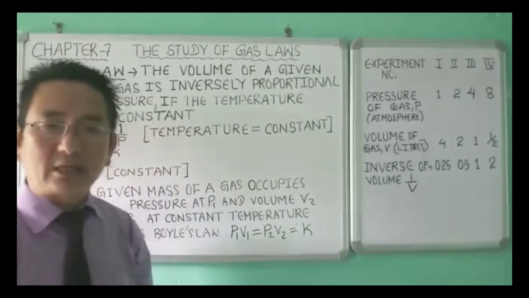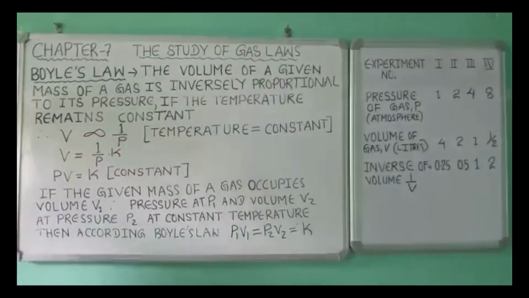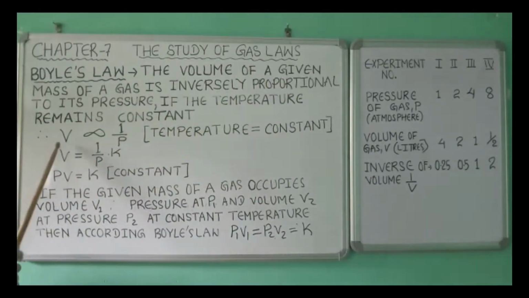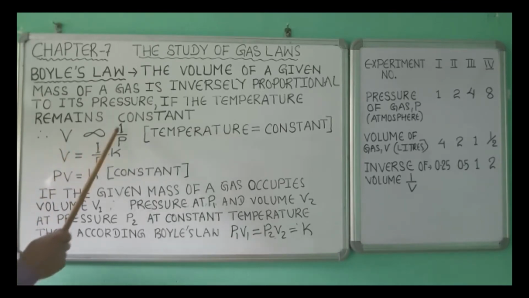Now let's see the mathematical expression of Boyle's law. Here V is the volume, P is the pressure. According to Boyle's law, V, the volume of the given mass of dry gas, is inversely proportional to its pressure. Here this is the proportionality sign. V equals 1 by P into K. On cross multiplying, PV equals K.